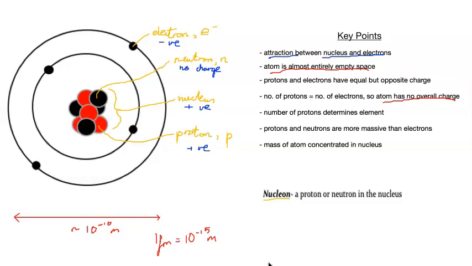Another point is that protons and neutrons are much more massive than the electrons, and so what you can determine from that is that the mass of the atom is concentrated in the central region, so it's concentrated in the nucleus.